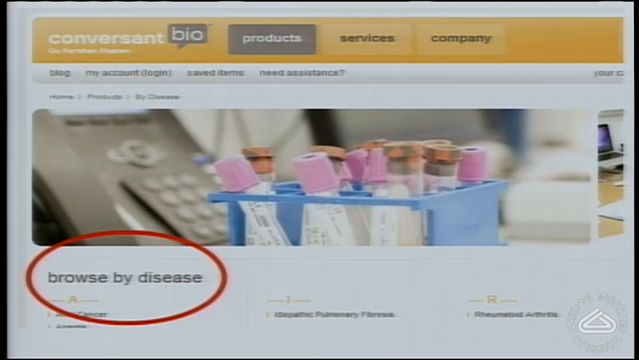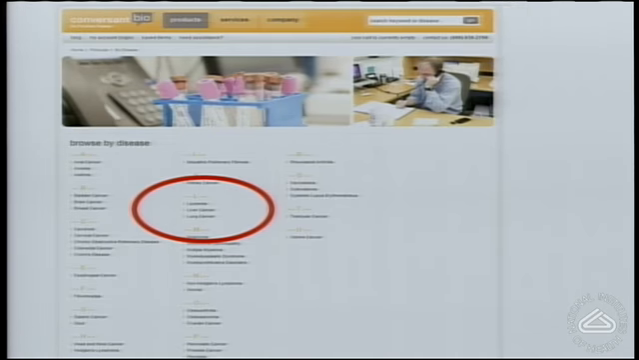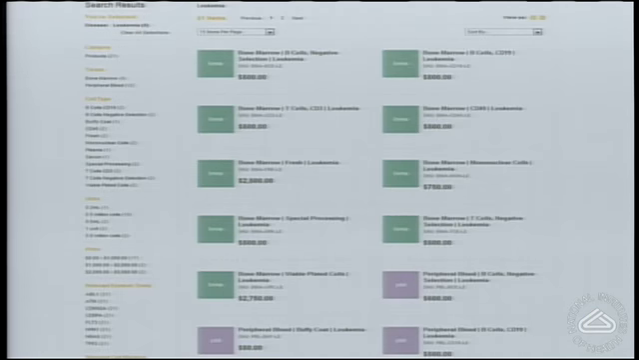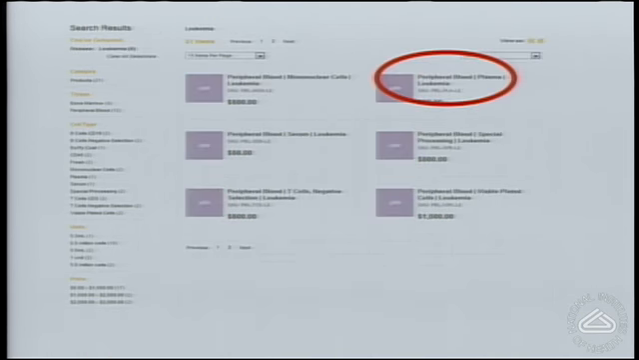And what does an informatician like me do? We just Google for it and find a company like this. Conversant Bio, browse by disease. What are we studying today? Bladder cancer, brain cancer, breast cancer. Here's leukemia. Click on that. What do I want to buy? Bone marrow samples, CD19 positive cells, CD45 positive cells, mononuclear cells, T cells from bone marrow, peripheral blood B cells. Let's go to the next page.